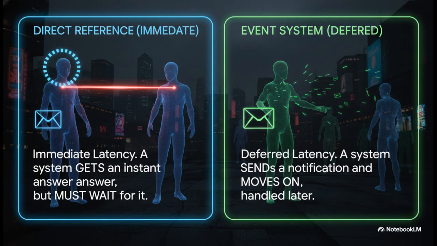It really all comes down to a trade-off in latency. A direct reference is like making a phone call. You need an answer now, and you're going to wait on the line until you get it. But the event system is more like sending a text message. You just fire it and forget. You move on with your life, confident that someone will handle it later.